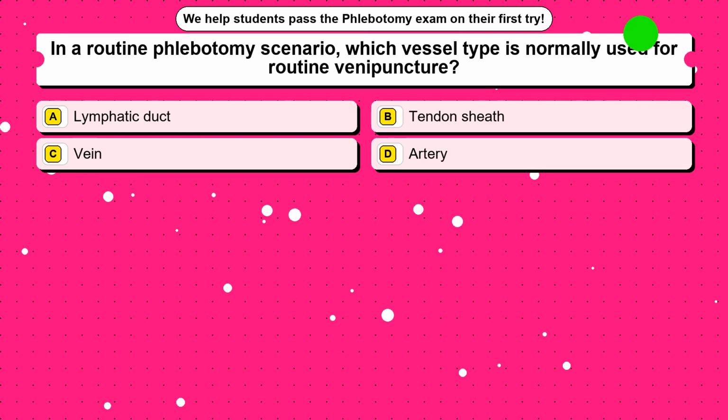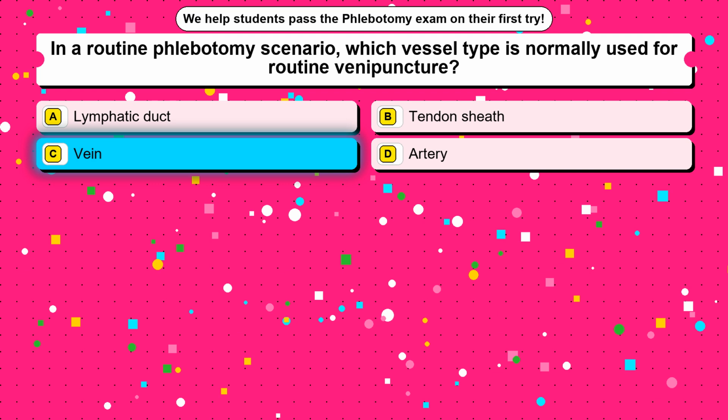Question 91. In a routine phlebotomy scenario, which vessel type is normally used for routine venipuncture? Option A. Lymphatic duct. Option B. Tendon sheath. Option C. Vein. Option D. Artery. The correct answer is option C.